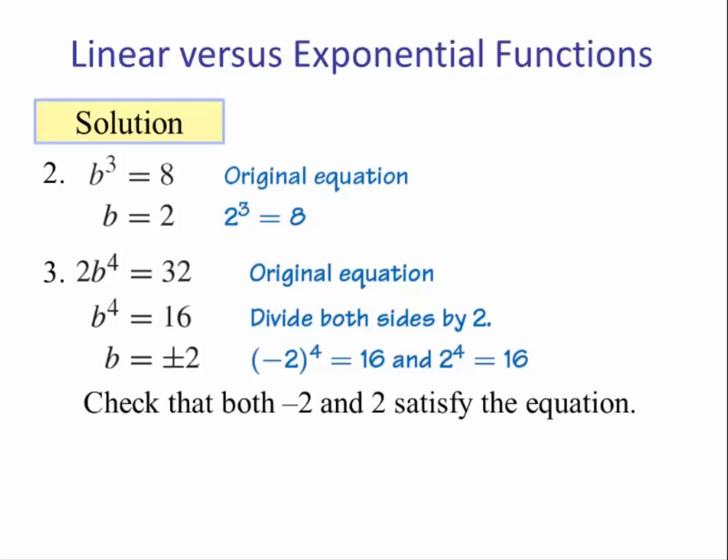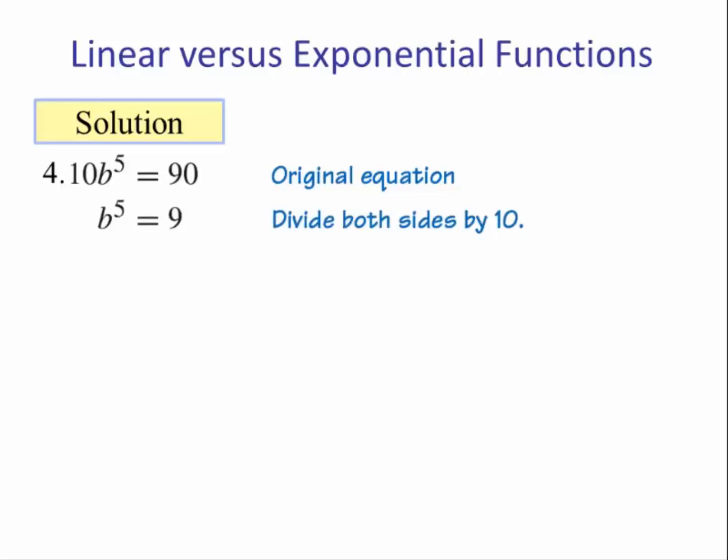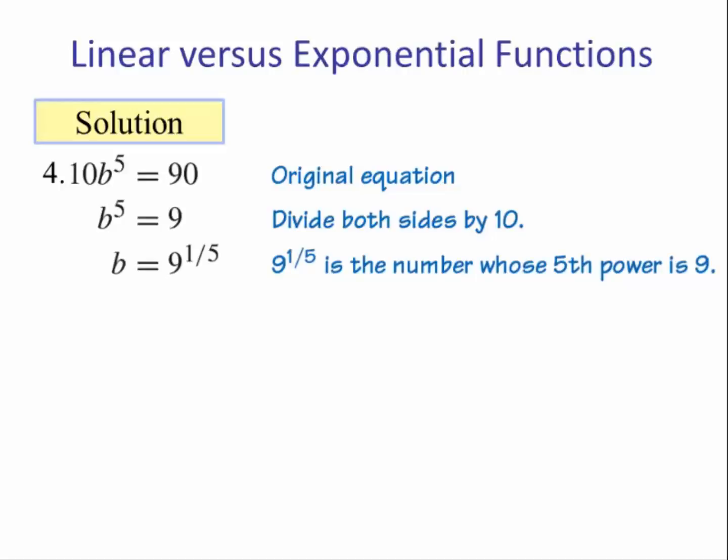We could check this on the graphing calculator, or we could just substitute it in. I'm going to skip that step. Number 4, we have 10b to the fifth equals 90. Again, our first step is to get rid of the 10. Now to get rid of the power of 5, we take 9 and raise it to the 1/5 power. Using a calculator, b is approximately equal to 1.55 to 2 decimal places.